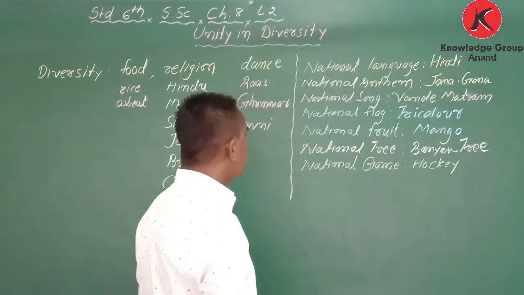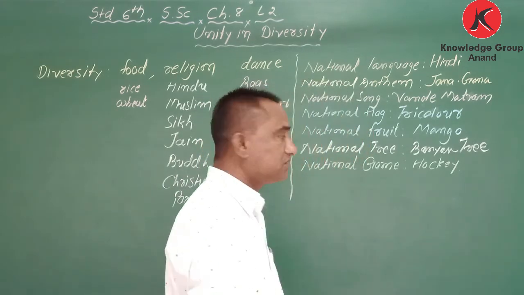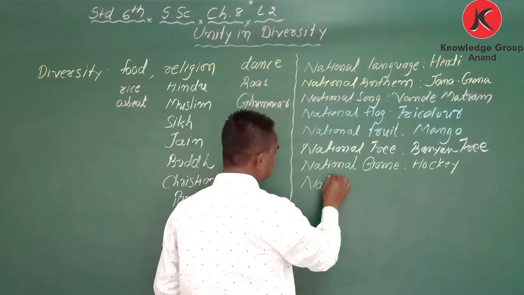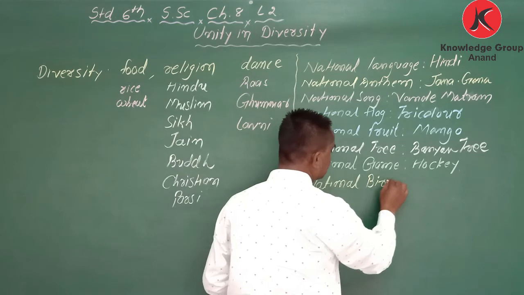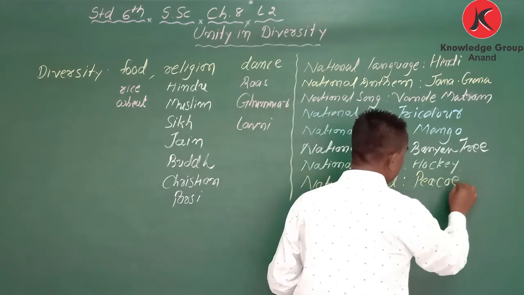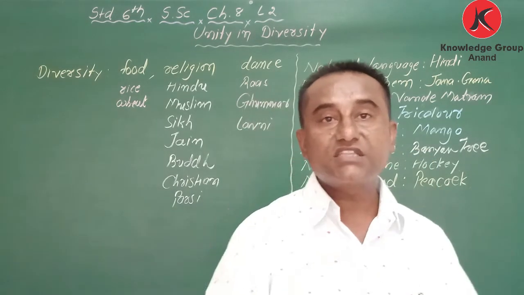Okay, then if you have a list, you can write our national bird, that is peacock. We have a national animal. Okay, so these things are there.